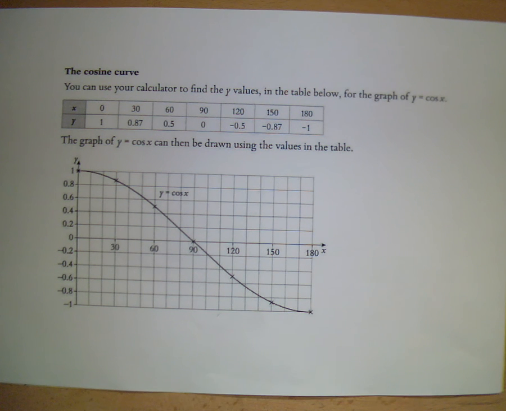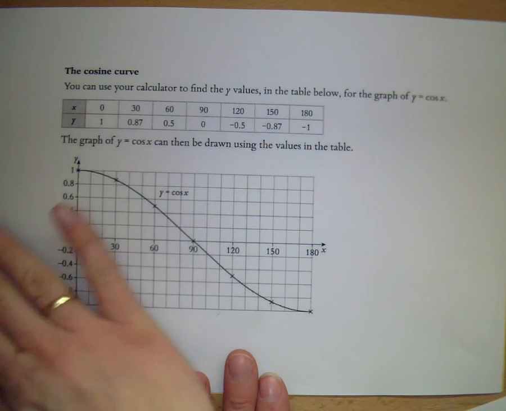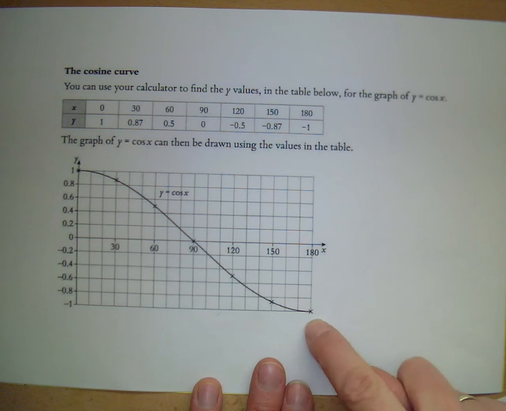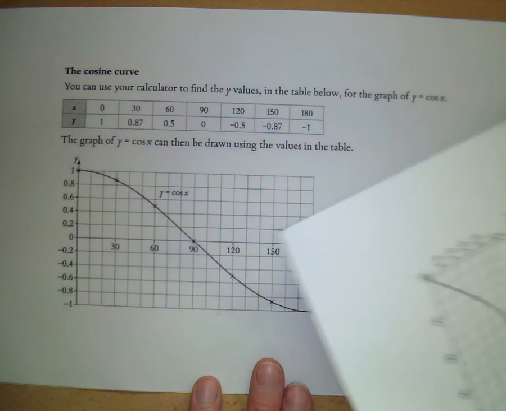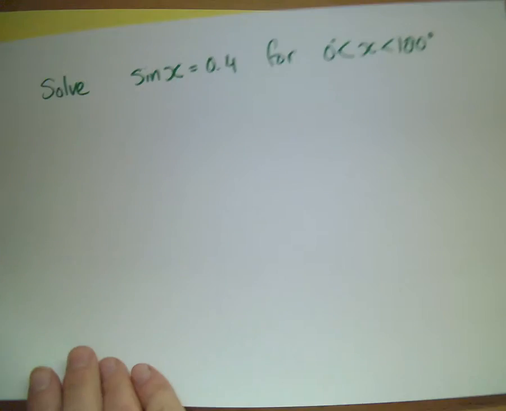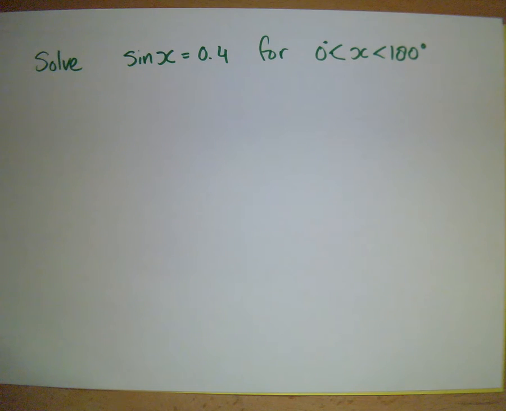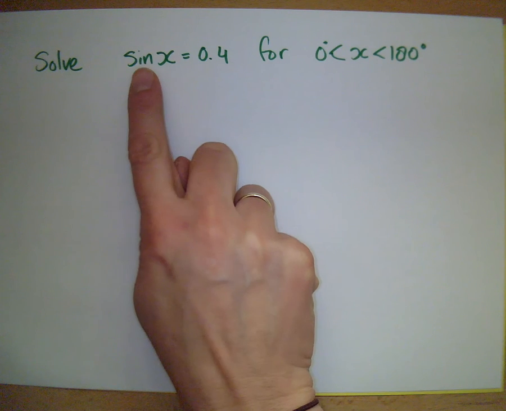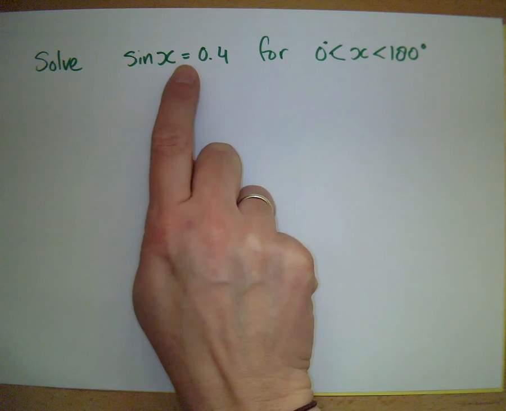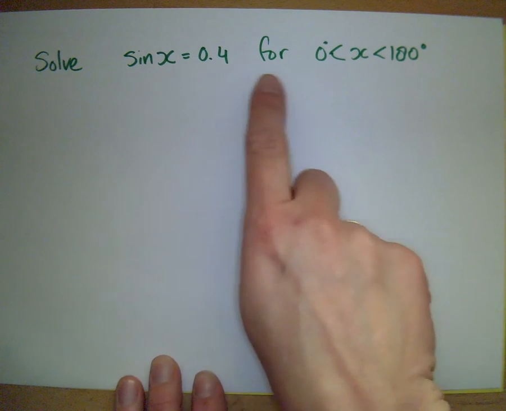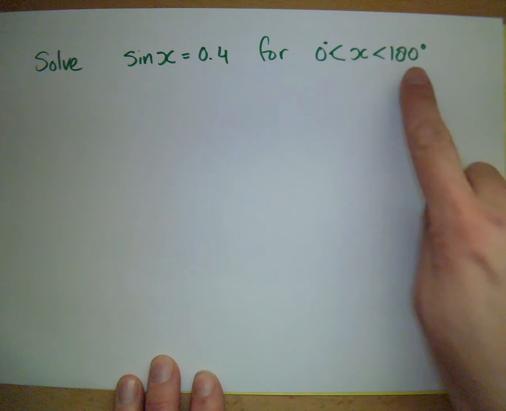Now, we just want you to understand or to be familiar with the shape of it, how to find the values to draw the graph of a cosine or a sine curve, and then we can use these graphs that we made to solve very simple problems. For example, if we said solve this equation for x. So what is the value of x? The sine of some angle that we're calling x equals 0.4. Okay, and find all the possible solutions for x between 0 and 180 degrees.